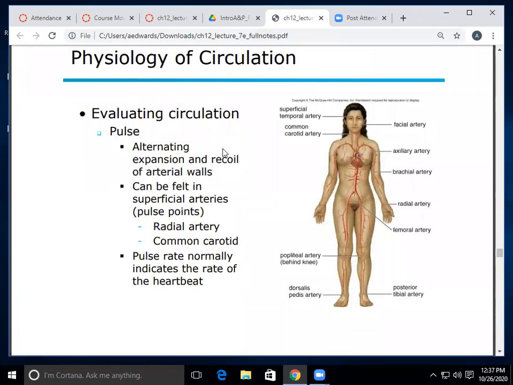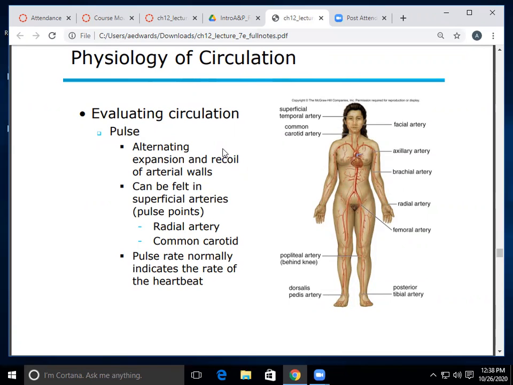So with physiology of circulation, you got to think about how you evaluate your circulation. Okay, in the picture here, you see some of those major arteries in the body. Remember, arteries take blood away from the heart. So how do we evaluate your circulation? One of the ways we can do that is by taking a patient's pulse. Okay, anybody ever taken your own pulse or a patient's pulse?